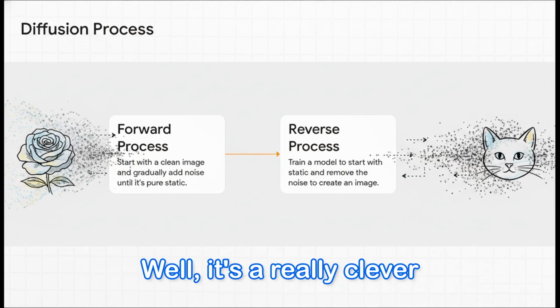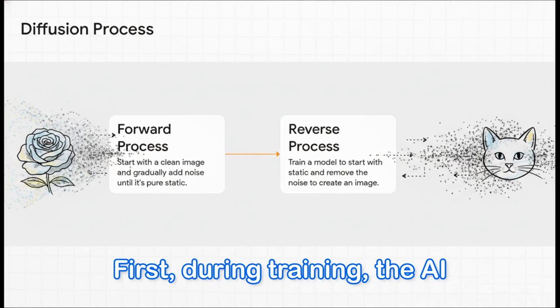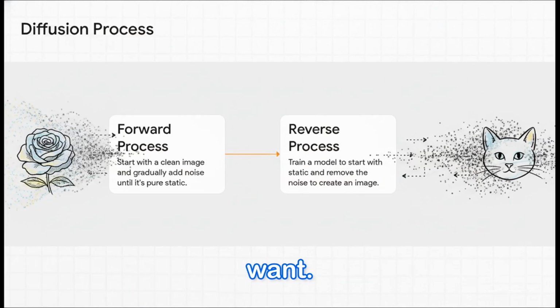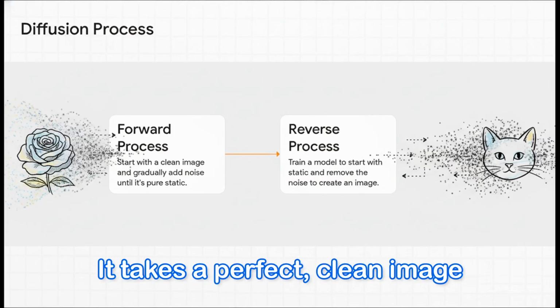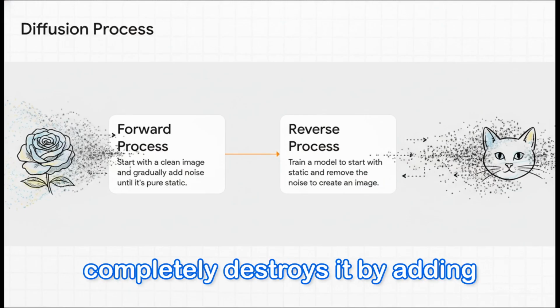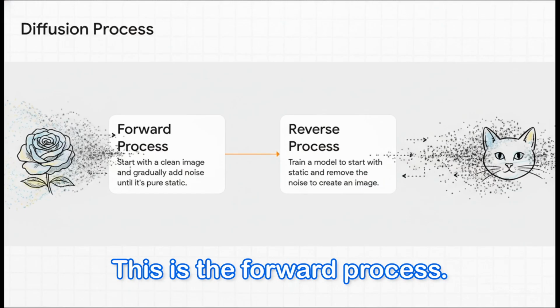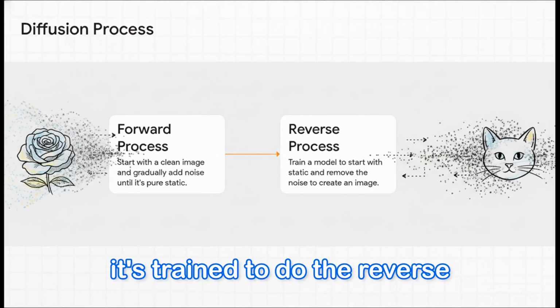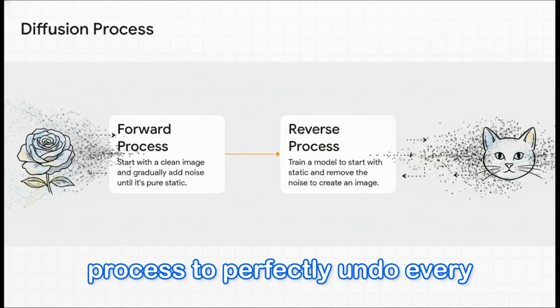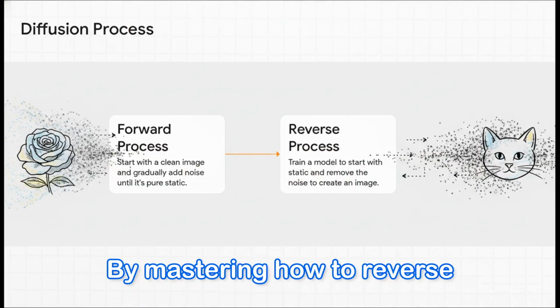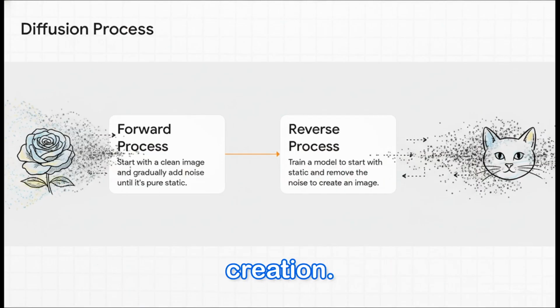Well, it's a really clever two-part process. First, during training, the AI learns by doing the opposite of what we want. It takes a perfect, clean image and, step by step, completely destroys it by adding noise until it's just static. This is the forward process. Then, it's trained to do the reverse process, to perfectly undo every single one of those destructive steps. By mastering how to reverse destruction, it learns the art of creation.